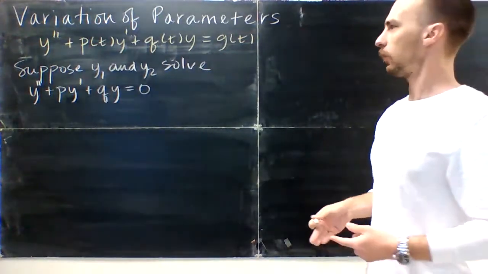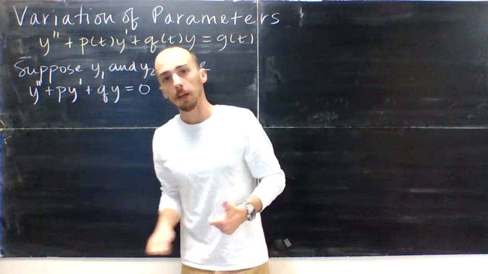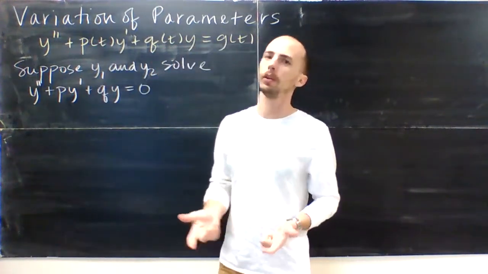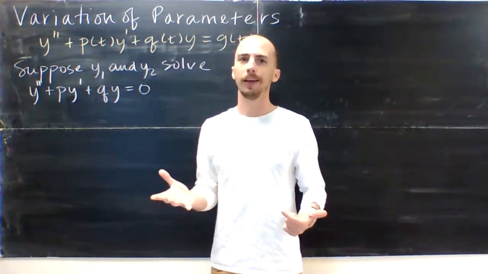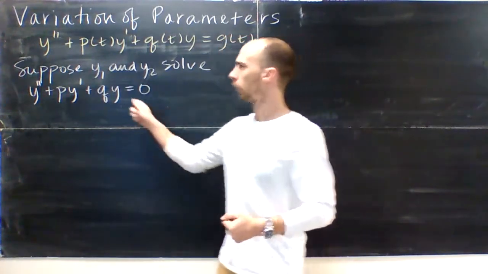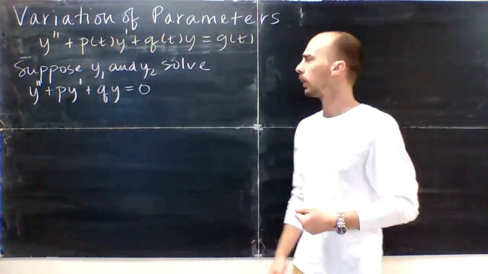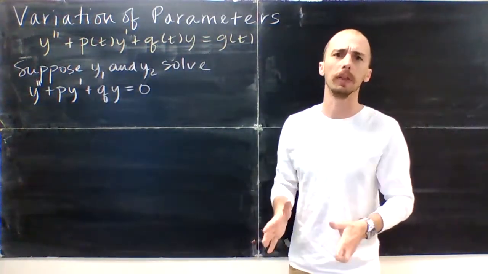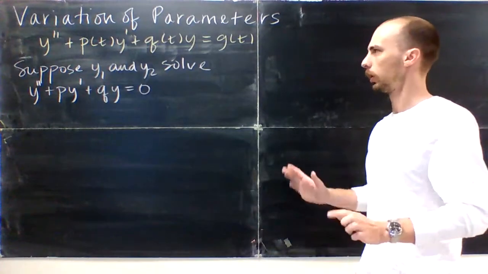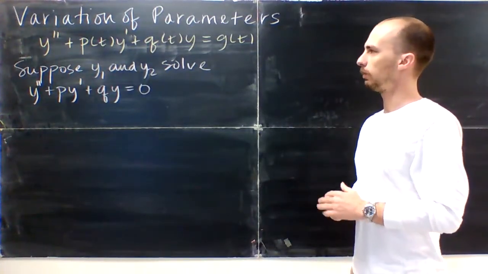But we only really have the techniques to solve this when p and q are constants. So for our discussion, we're going to need p and q to be constant, but that is not true in general. There are non-constant coefficient linear second order ODEs that are solvable. We just haven't done that yet, and we're probably not going to do that in this particular series, but it can be done. So just suppose we got two of them, and they solve that.